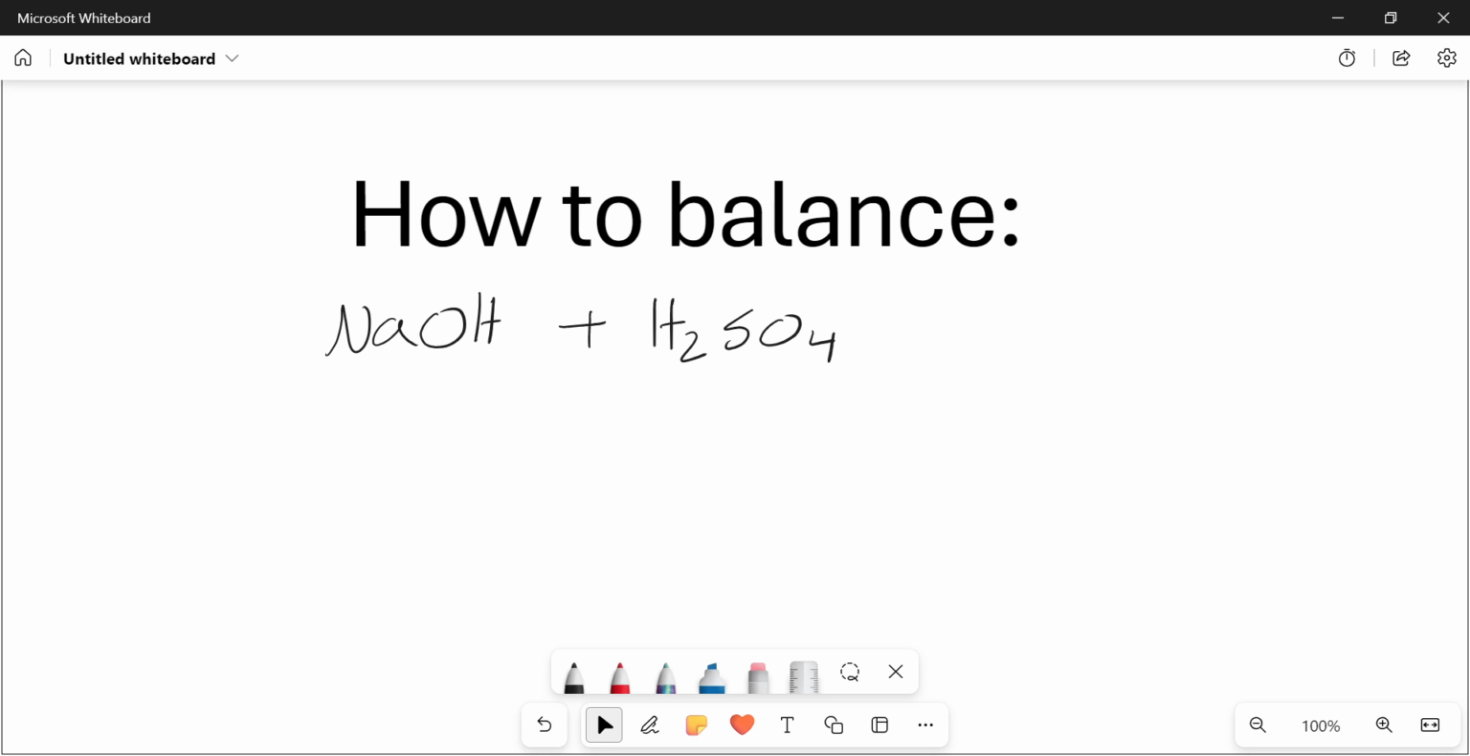How to balance a chemical reaction between sodium hydroxide and sulfuric acid. This is an acid-base reaction, so the products would be a salt, which is sodium sulfate, and water.